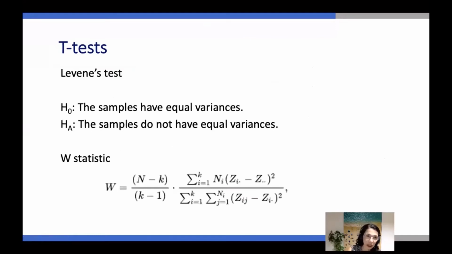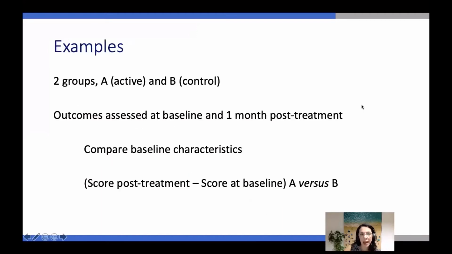How can you test for homoscedasticity? You can use, for instance, Levene's test. So the null hypothesis is that the samples have equal variances, and the alternative hypothesis is that the samples do not have equal variances. So you come up with the W statistic. Here is the formula.